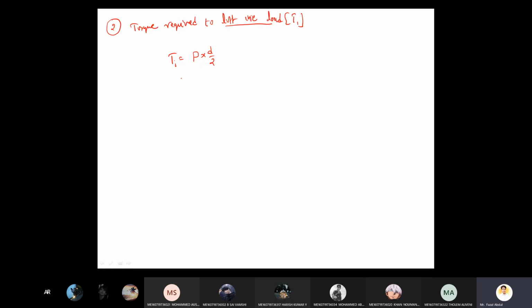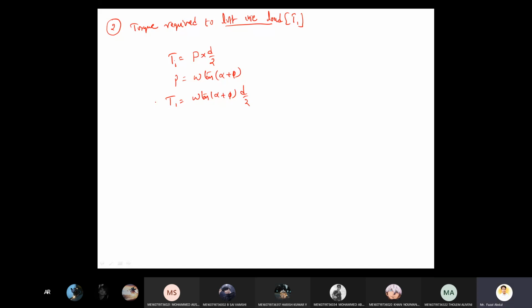Already we discussed the equation for the force required to lift the load in the previous class. You also studied this equation in kinematics of machinery: P is equal to W tan of alpha plus phi. Phi is the friction angle, alpha is the helix angle, W is the applied load on the screw jack, and D is its mean diameter. So this is the equation.